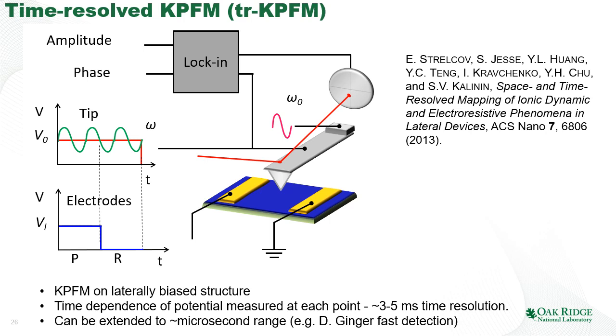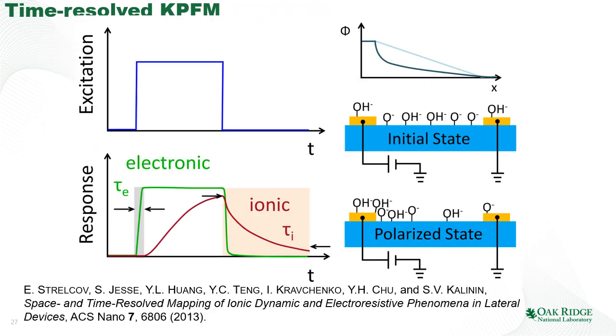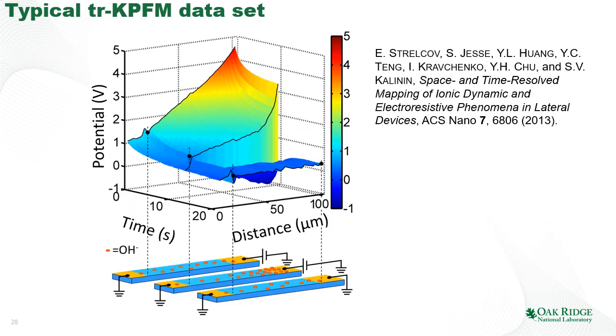And of course, using the G-mode or, for example, David Ginger type of detection scheme, this can be extended to the microsecond range, but let's talk about milliseconds. So this is how these measurements look. This is our excitation waveform applied to the lateral electrodes, and this is the response that we expect. We expect that the electronic subsystem will respond fast and the ionic subsystem will respond slowly. So the ions take time to move around, and then on the other hand, once they move, they take their time to move back. So this is the whole logic of the time KPFM.